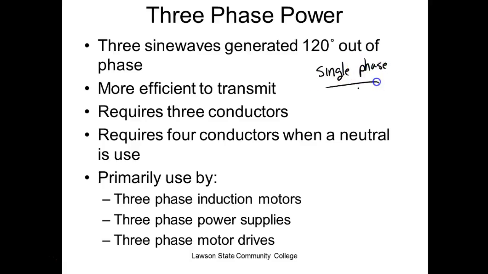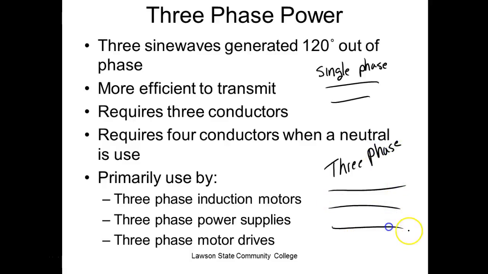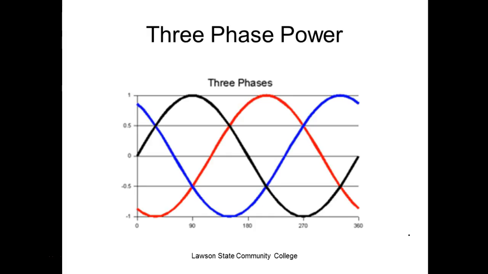So single phase requires 2 wires, or we can do it in what we call 3 phase, which means it requires at least 3. Sometimes they use 4 if they run it. So 3 phase is going to be a lot more expensive because we're adding another wire. But what we do with 3 phase, so this is 3 phase.